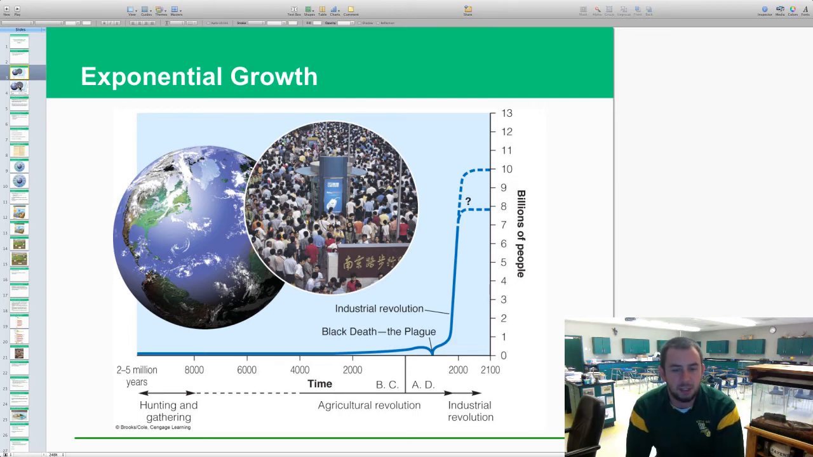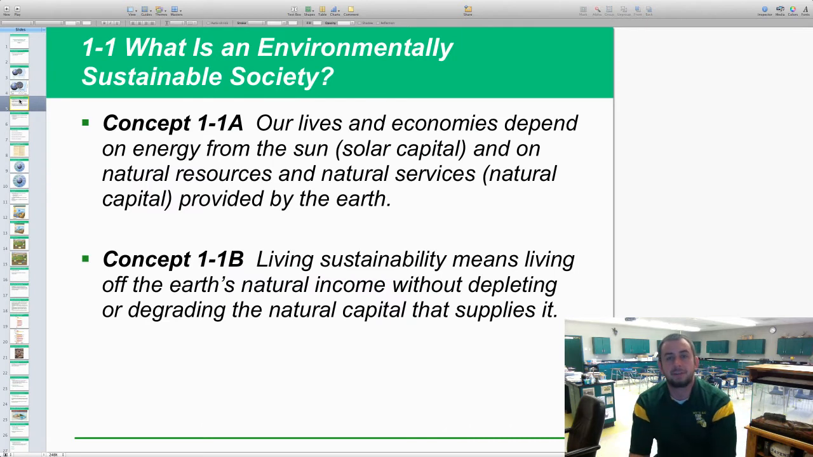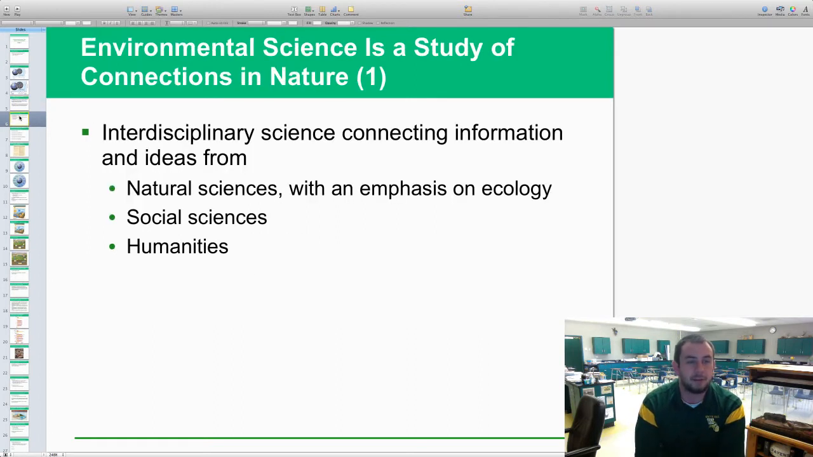We obviously took a long time to grow as a population. Then once we got past the Industrial Revolution, it was just up, up, and up from there on out. So we're going to take a look at the first section of chapter 1, which is: what does an environmentally sustainable society look like? And that's what we're going to analyze today.